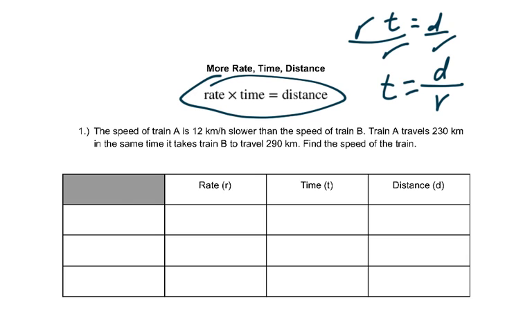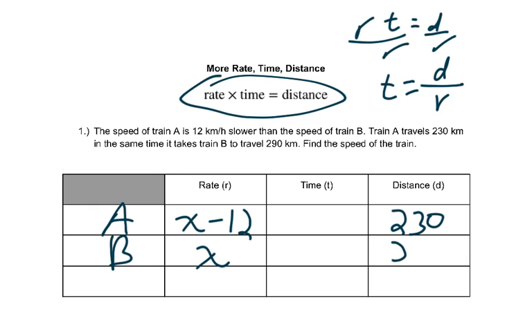The speed of train A is 12 kilometers per hour slower than the speed of train B. So we immediately know that A is going to be x minus 12 if we make the speed of B be x. Now we know that train A travels 230 kilometers in the same time it takes train B to travel 290 kilometers. Find the speed of the train.